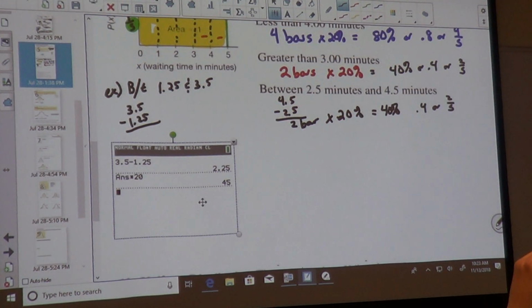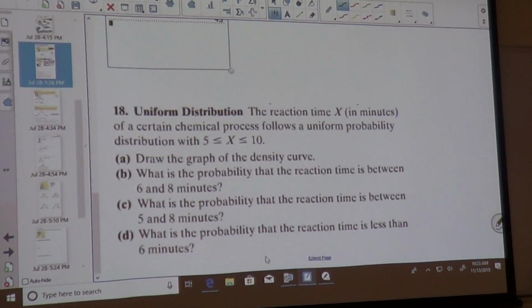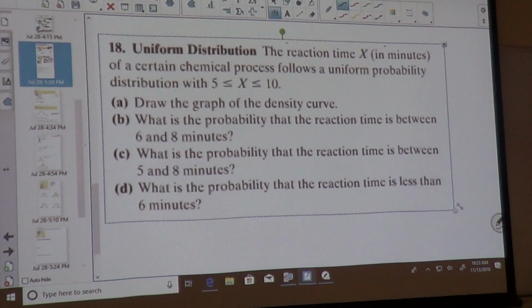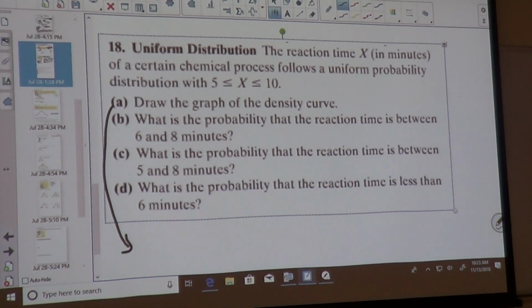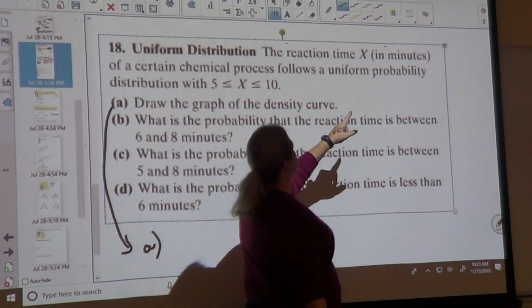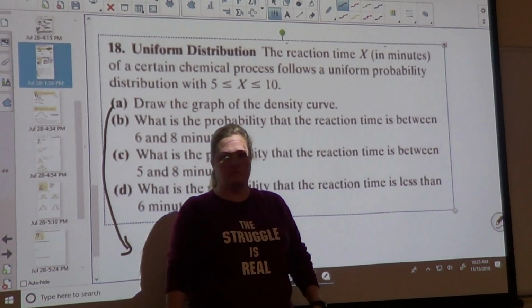Does that make sense? 45%, or 0.45, or whatever that fraction is. Cool? Do that one. All right. Now, this last one sounds kind of crazy. It says draw the uniform probability density curve.